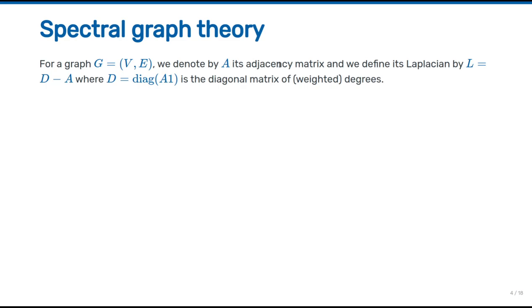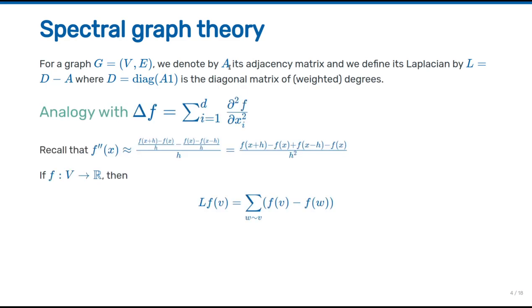Now the Laplacian is this symmetric matrix L, which is defined by D minus A, where D is a diagonal matrix containing all the degrees of my graph. So D is the diagonal matrix of the adjacency matrix times the constant vector 1. This definition actually works if the adjacency matrix is also weighted, so instead of a 1, you have a weight on each edge. So why is it called the Laplacian?